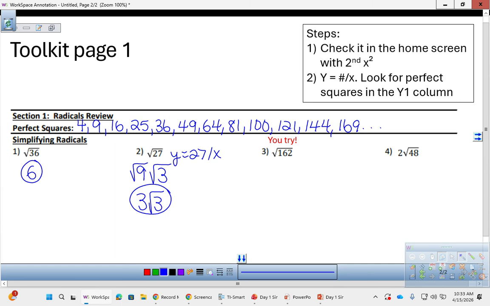162 itself is not a perfect square. It doesn't show up on the perfect square list. So you're going to have to go to your calculator. Y equals 162 divided by x. And you're looking for the highest perfect square that goes into it. What's the highest perfect square that goes into 162?